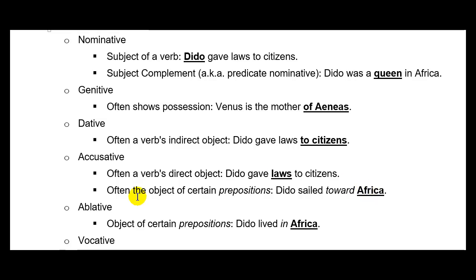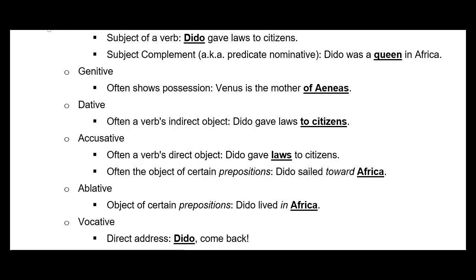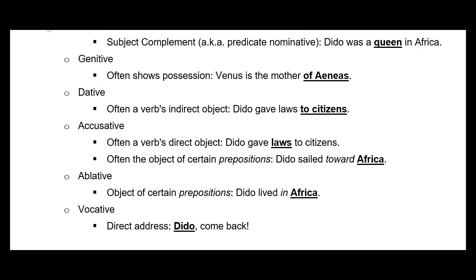The ablative case is also used with prepositions. So in the sentence, Dido lived in Africa, in Latin, the preposition that means in has an ablative object. And then finally, there's the vocative case, and this is when you're directly speaking to someone. So if we say, Dido, come back, the word Dido would be in the vocative case here.